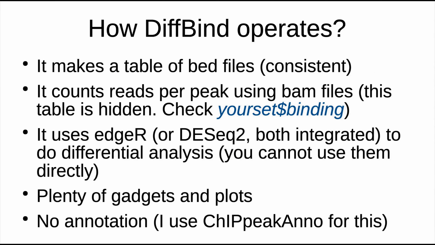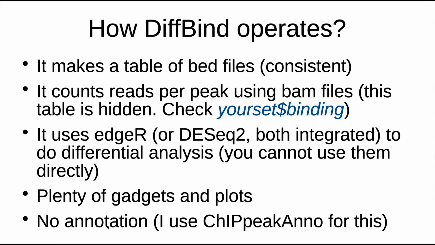How does DiffBind operate? First, it takes bed files and makes a table of consistent peaks through the samples. It counts reads per peak using BAM files. Then it uses edgeR or DESeq2 integrated, so you're not communicating freely with edgeR or DESeq2, you communicate with the DiffBind package, which is using functions out of those. It also provides plenty of gadgets and plots, normalization, filtering of some blacklisted peaks and so on.